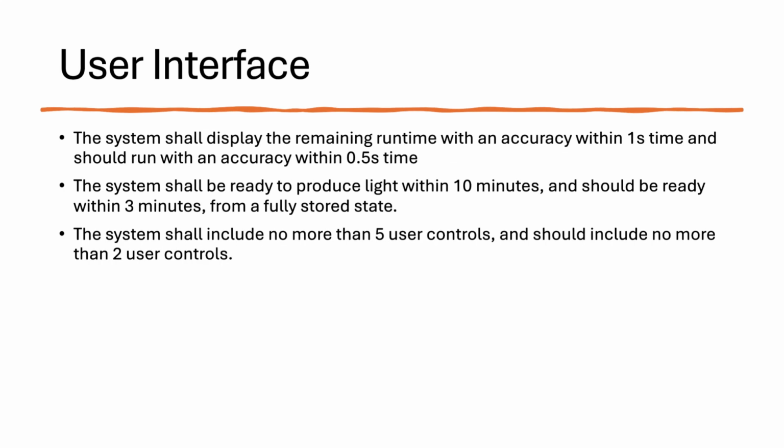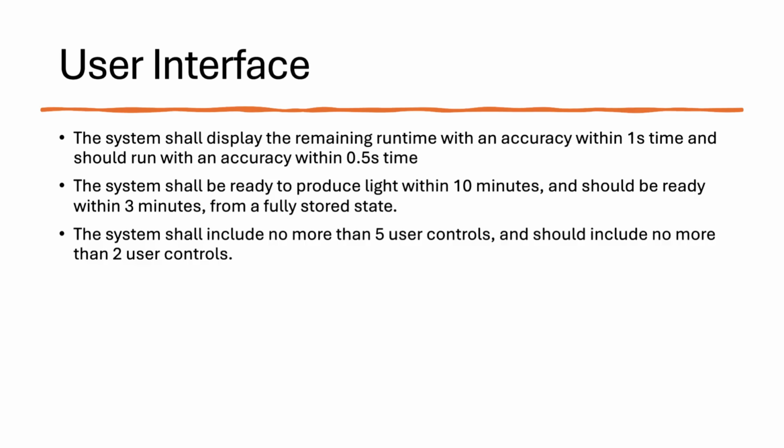For the user interface requirements, our system was designed to provide the user with useful information while keeping the controls simple. The OLED display shows important system data such as battery status, charging information, and estimated remaining time. Runtime is calculated using real-time current measurements from the battery output sensors and the known battery capacity. The system is also ready to produce light immediately as long as the battery has stored energy, which exceeds our requirements of being ready within 10 minutes from a fully stored state.